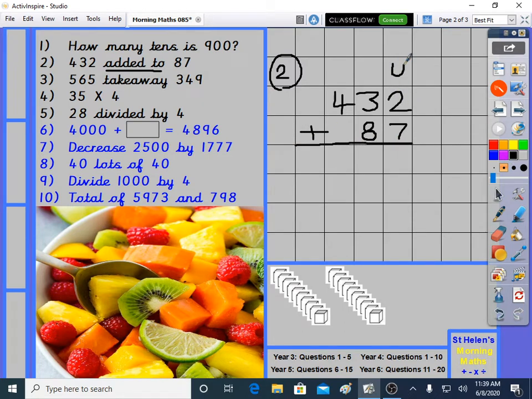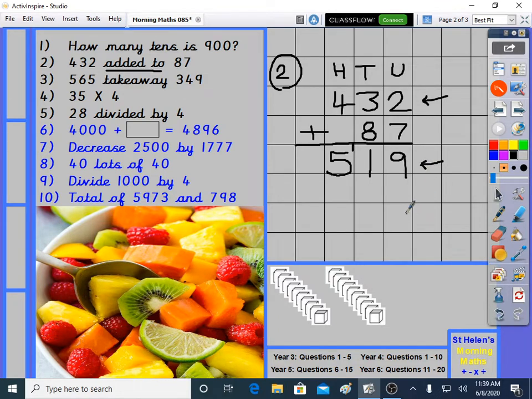Let's put hats on this time: units, tens, hundreds. 2 plus 7 is 9. 3 tens plus 8 tens is 11 tens, so 1 and carry a 1. And 4 hundreds plus 1 hundred is 5 hundreds. 2 plus 7, 9. 3 plus 8, 11. 4 plus 1, 5. And we get 519 because plus makes things bigger. 432 got bigger, became 519.